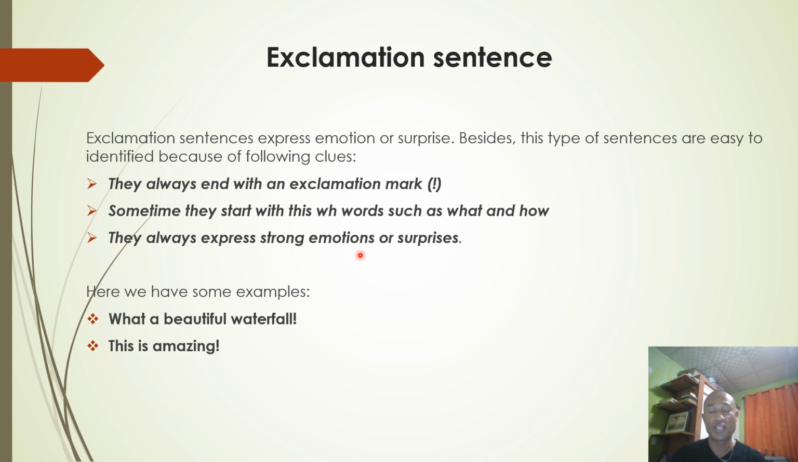Some examples of exclamation sentences are: What a beautiful waterfall! This is amazing! As we can see, these two sentences express surprise or emotion. And we can easily identify them because they end with an exclamation mark.